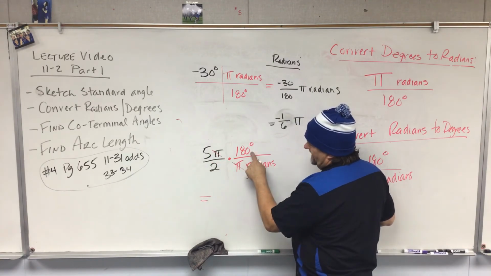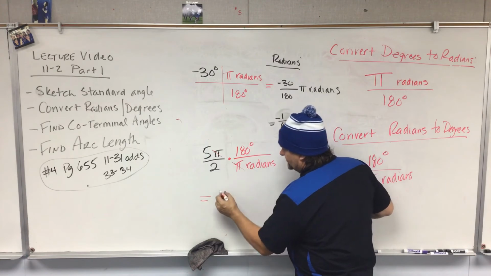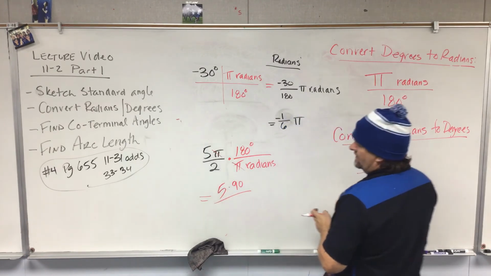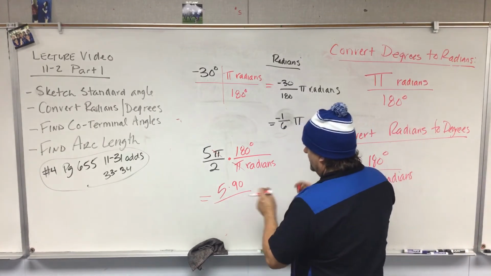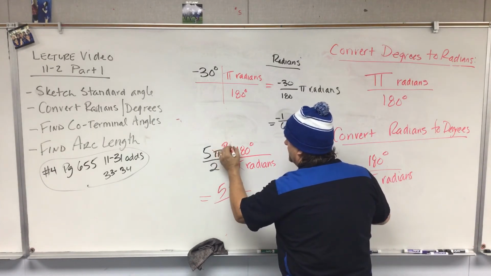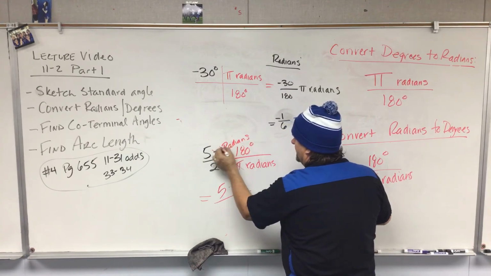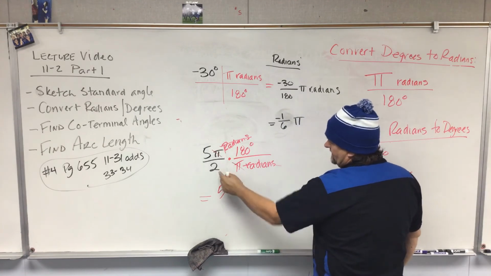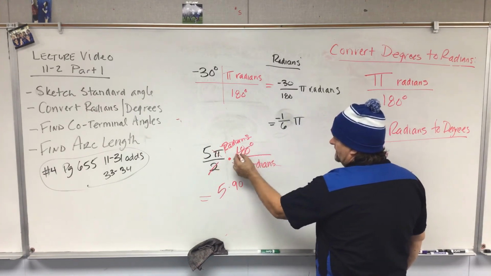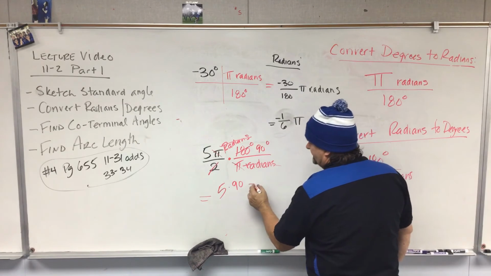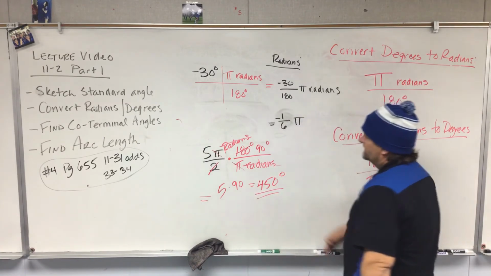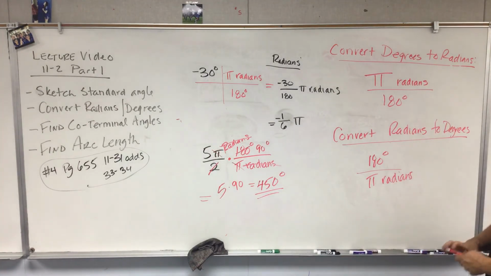2 divides into 180 90 times. So on the top we get 5 times 90 over, oh, this is radians too. Radians cancel. 5 times 90, because this is gone, this became 90. 5 times 90 is 450 degrees. So that's my 450 degree angle, converting from radians to degrees.